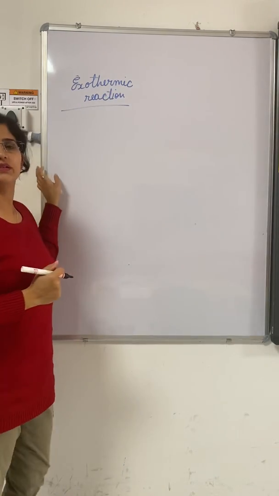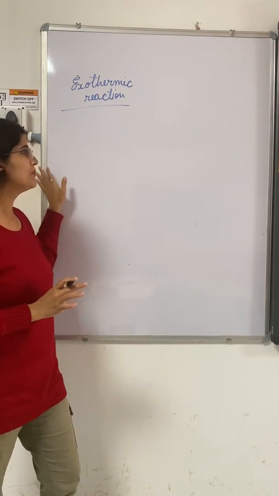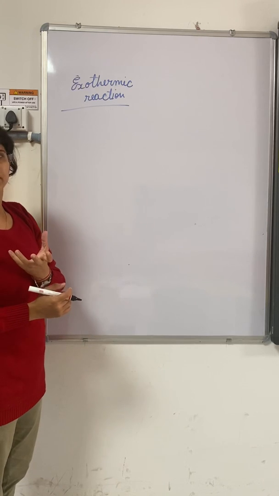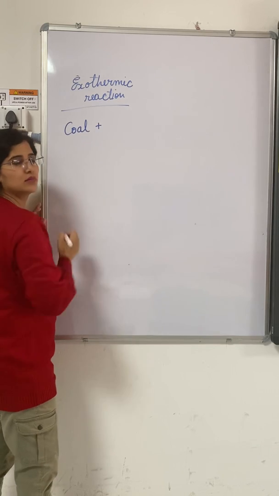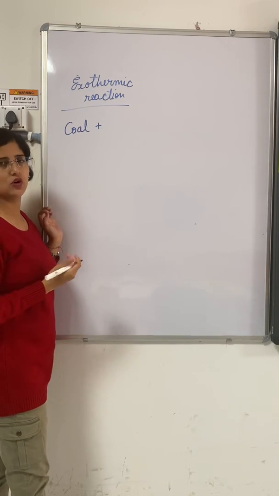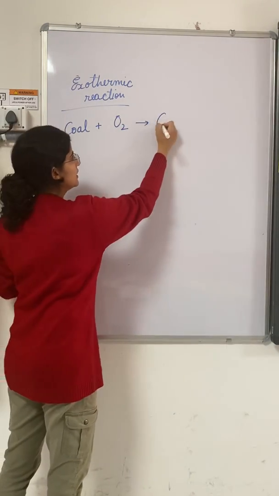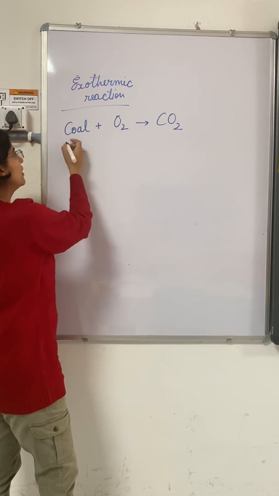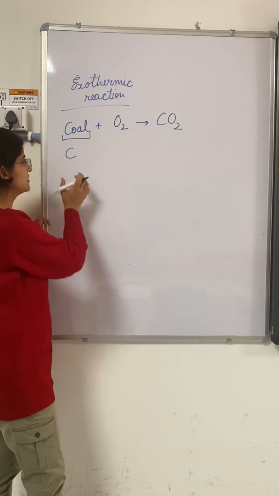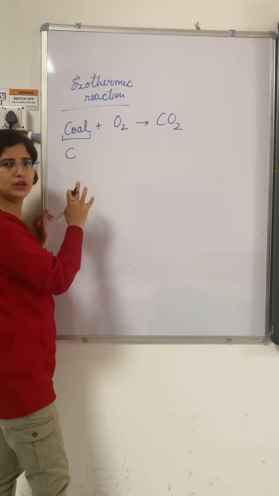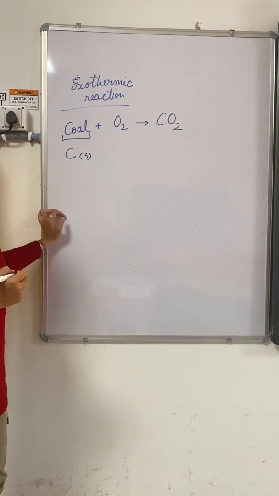As you all know, exothermic reactions are the reactions which give out heat during the reaction. Now see, if you burn something, something means any fuel. Suppose you are burning coal, burning means you are reacting it with oxygen. When you are burning coal, you will get carbon dioxide because coal consists of 98% carbon. Pure coal consists of 98% carbon, so the major component in coal is carbon. That's why we write C, and it is in solid form. So this S goes for the solid form.